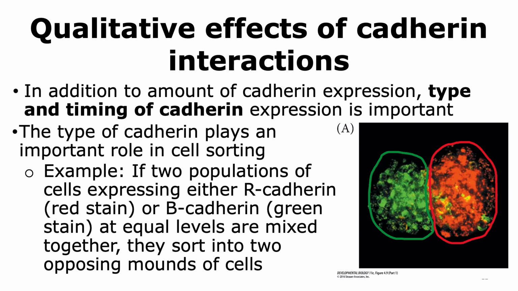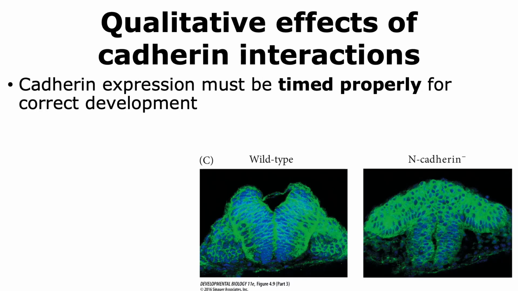Thus, the R cadherin expressing cells like to stay together, and that's where we see the red mound. And the B cadherin expressing cells, which are shown in green, like to stay together. And so these are the qualitative effects, or the type of cadherin, that is determining where the cells are going to be migrating. Cadherin expression must also be timed properly for correct development.